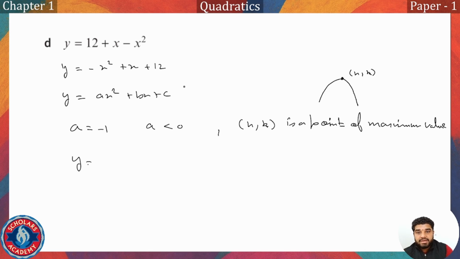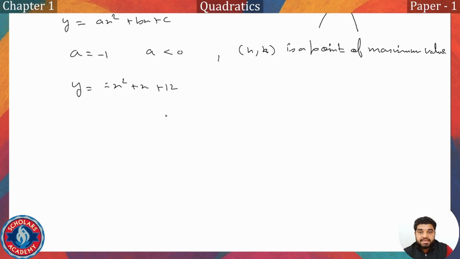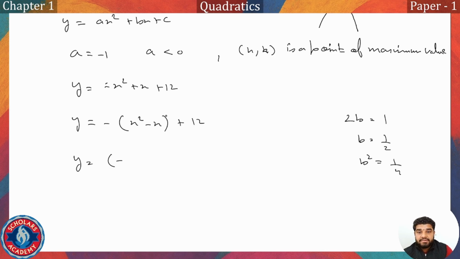For that, y is equal to negative x square plus x plus 12. By the completing the squares method, first of all, let's take this negative 1 common. So negative x square minus x plus 12. 2b is 1, b is equal to 1 by 2, b square is equal to 1 by 4. So I need to add 1 by 4 and subtract 1 by 4. y is equal to negative x square minus x plus 1 by 4 minus 1 by 4 plus 12.